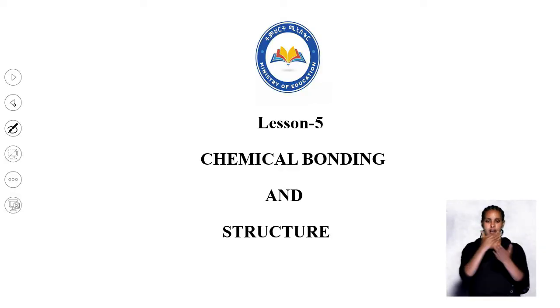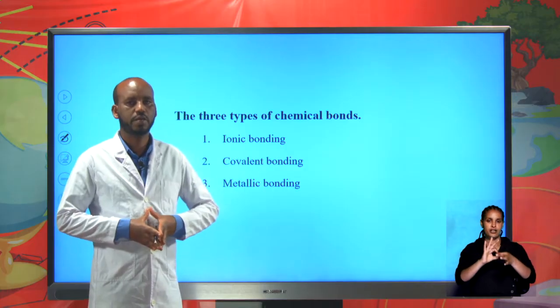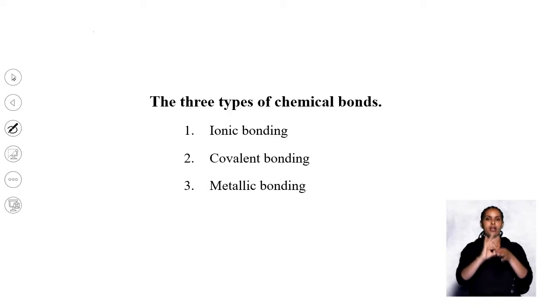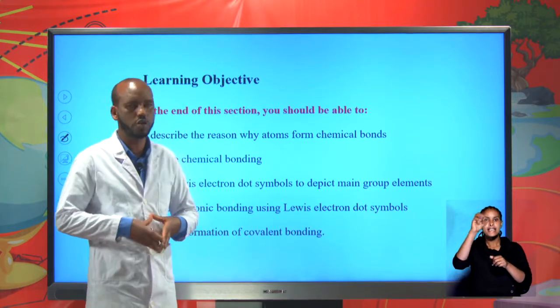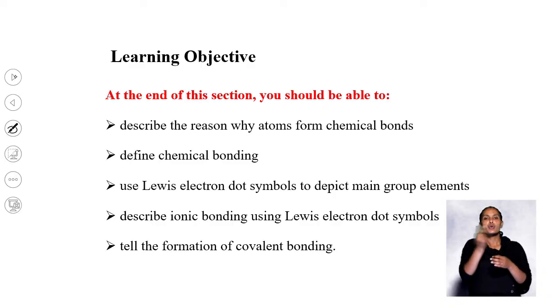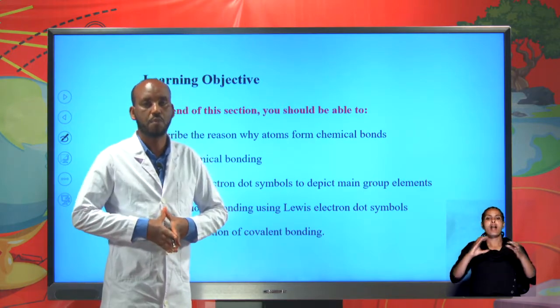In today's lesson, we will learn about the three types of chemical bonds: ionic bonding, covalent bonding, and metallic bonding. At the end of this section, you will be able to describe the reason why atoms form chemical bonds, define chemical bonding, use Lewis electron dot symbols to depict main group elements, describe ionic bonding using Lewis electron dot symbols, and tell the formation of covalent bonding.